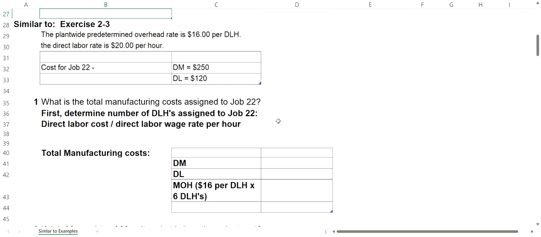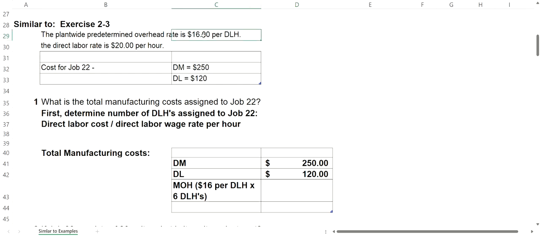Let's assume they already did what we did in exercise 2.1 and came up with a plant-wide predetermined overhead rate of $16, and that the direct labor rate is $20 per hour. Now, for job 22, it gave us the direct material cost is $250. The direct labor cost is $120. So I'm going to bring that down to here. I'll put $250 and $120. So in order to finish, because remember there are 3 parts of the product cost: materials, labor, and overhead, I need to determine my manufacturing overhead applied.